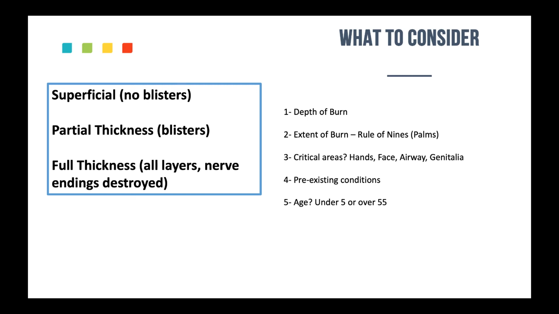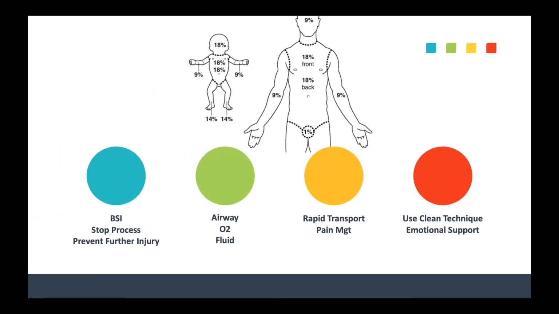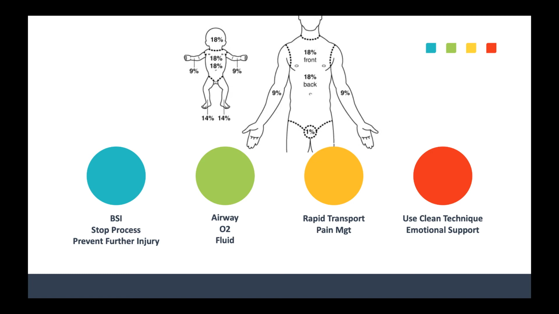Now let's talk a little bit about management. I put a picture here of the rule of nines just to give you an idea. But of course, we talk about the issues when it comes to managing. It's pretty basic stuff we're doing. We're using scene safety, our BSI, we're controlling that airway. Maybe intubating patients with suspected airway burns. I mentioned in the previous video about the airway swelling up. We don't want that to happen, so you might want to intubate early on if they have suspected airway burns. Thinking about things like stopping the burning process.